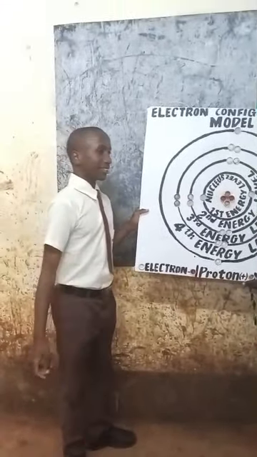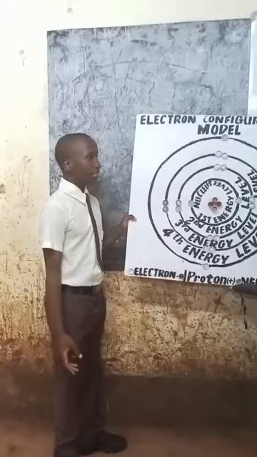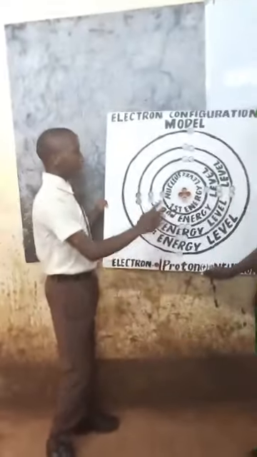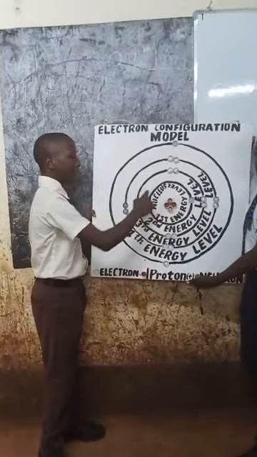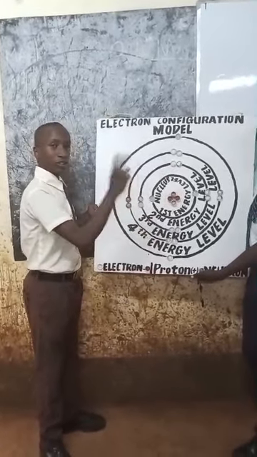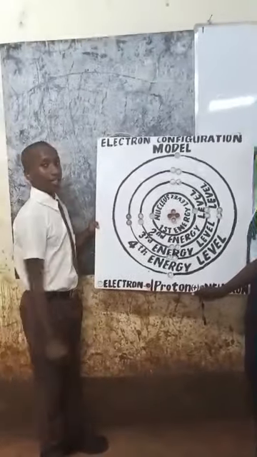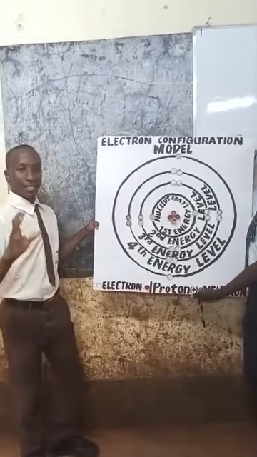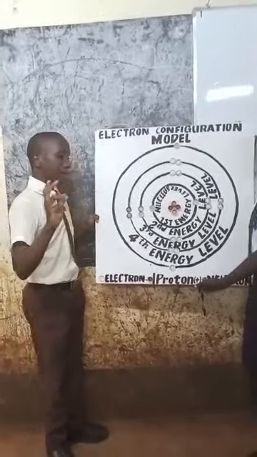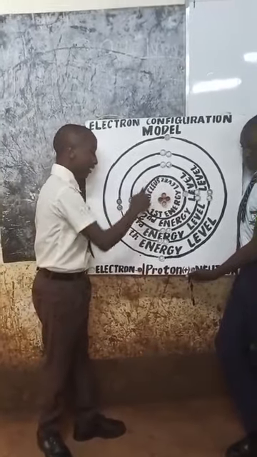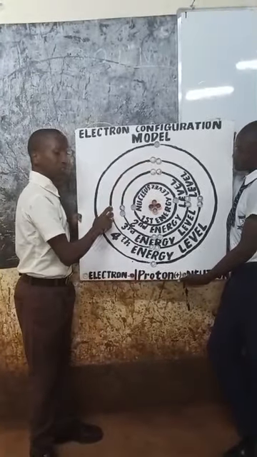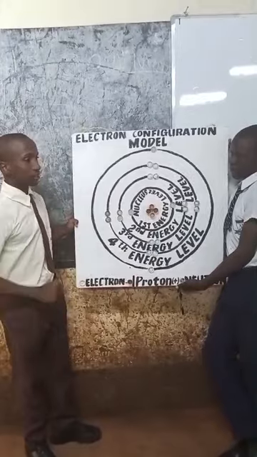The 13th element in the periodic table is aluminium. Before that, magnesium is represented by 2 electrons in the first energy level, 8 electrons in the second energy level, and 2 electrons in the third energy level. The next one is aluminium. Aluminium is the 13th element in the periodic table. It is represented by 2 electrons in the first energy level, 8 electrons in the second energy level, and 3 electrons in the third energy level.